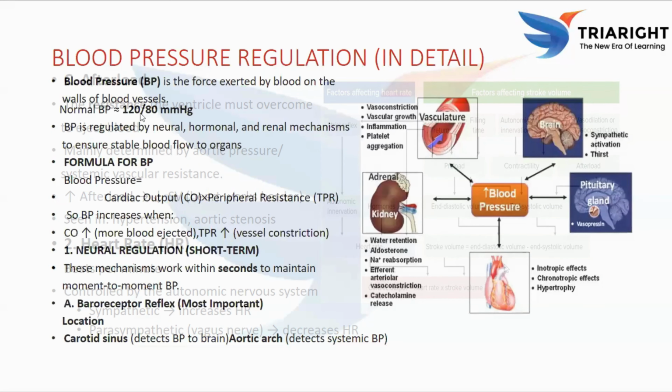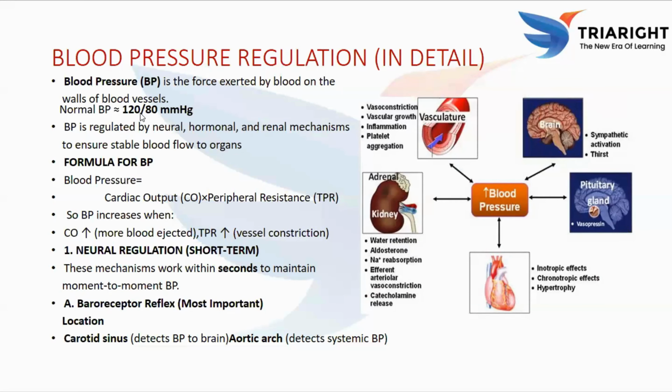And next, coming to blood pressure regulation. So what is blood pressure first? Blood pressure is the force of blood pushing against the walls of the blood vessels. So this helps blood flow through the body to deliver oxygen and nutrients. So what is the normal range of blood pressure? It is about 120 by 80 mmHg. Here 120 is the systolic pressure when the heart contracts and 80 is the diastolic pressure when the heart relaxes.